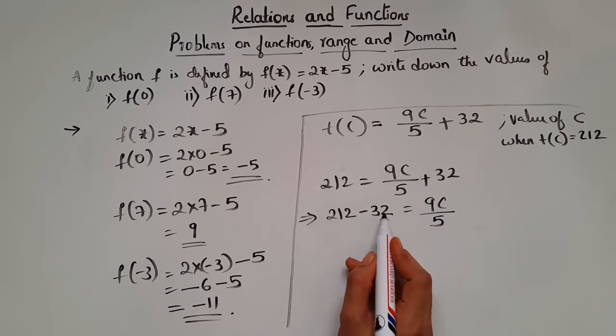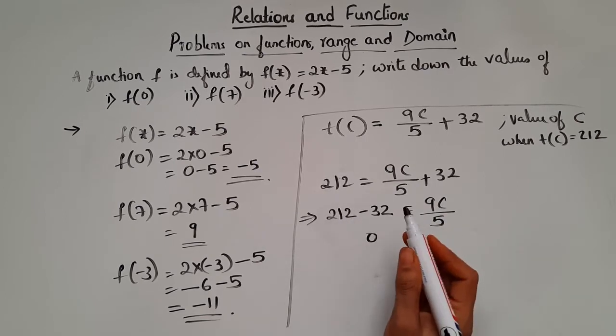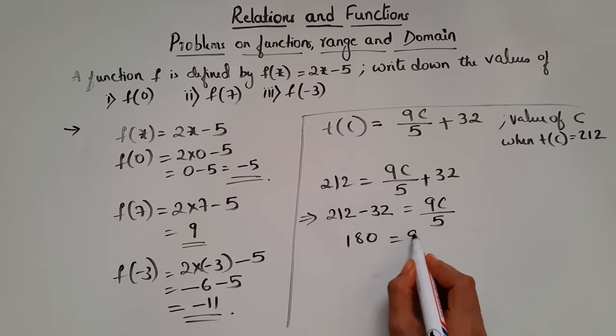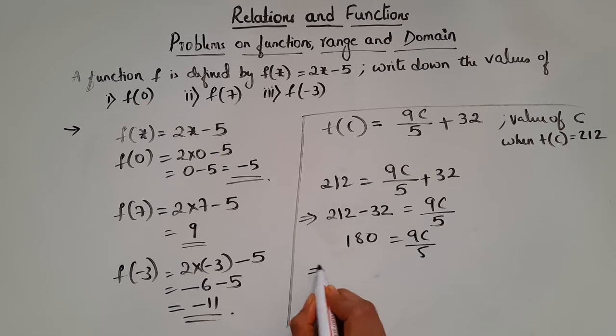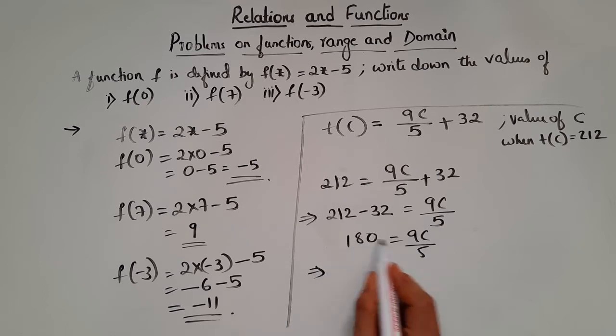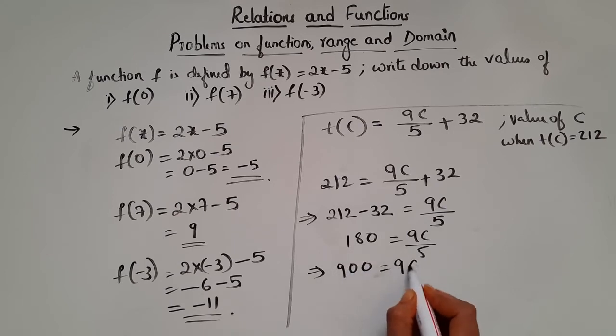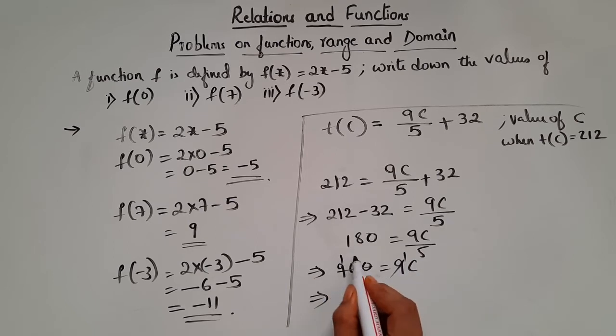So when you subtract this, 2 minus 2 is 0, 1, 2, 3, so 8, so 180, which is equal to 9c by 5. This implies 5 into 180, so 5 zeros are 0, 5 eights are 40, 5 ones are 5, 6, 7, 8, 9. So 900 is equal to 9c, which implies 9 ones are 9, 900s are, right? So c is equal to 100.